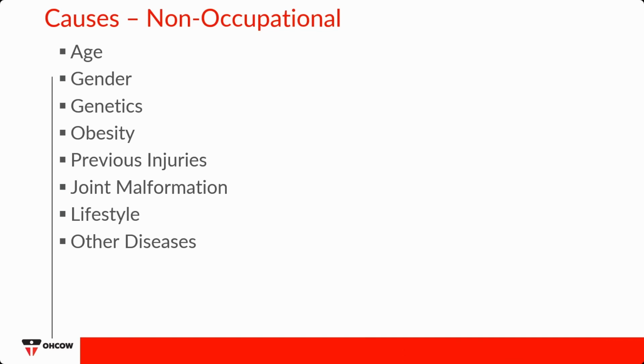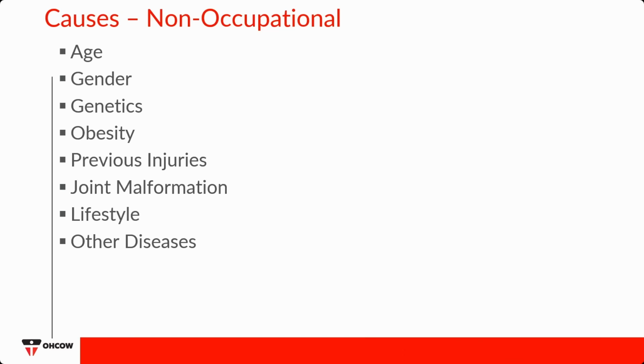Non-occupational causes, these were discussed earlier. Age: the older you get, the more likely you are to have osteoarthritis. Sex: it occurs more in females. Osteoarthritis affects about 10 to 25% of the adult population at 60 plus. Family history is important, it tends to run in families. Obesity.